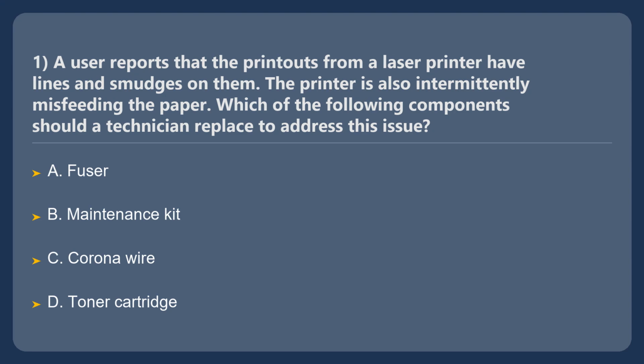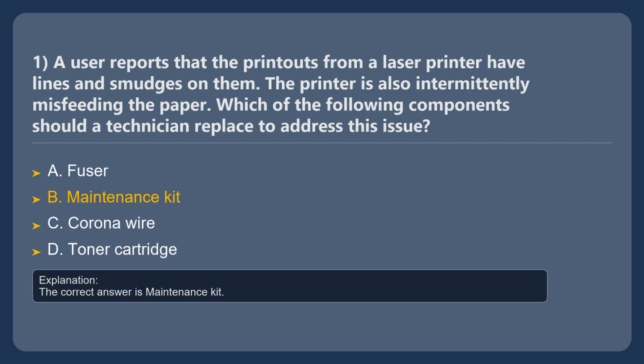Question 1. A user reports that the printouts from a laser printer have lines and smudges on them. The printer is also intermittently misfeeding the paper. Which of the following components should a technician replace to address this issue? Option A, fuser. Option B, maintenance kit. Option C, corona wire. Option D, toner cartridge. The correct answer is option B, maintenance kit.